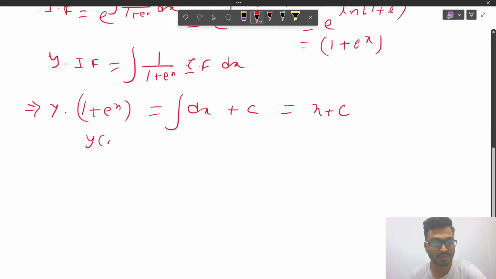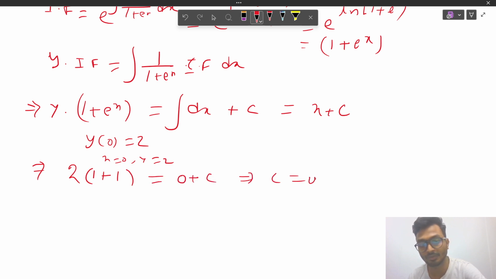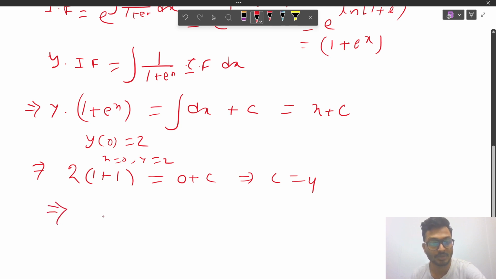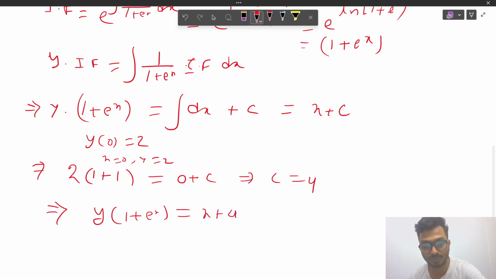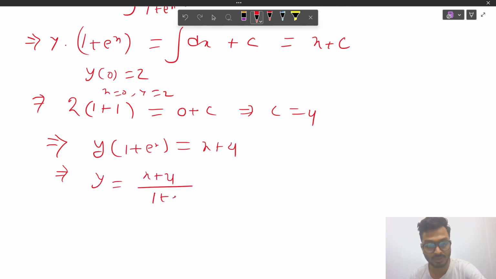So y(0) = 2 implies that we can write 2 times (1 + 1), putting x = 0, y = 2 in this equation, equals 0 + c, which implies that c = 4. So we get the particular solution y(1 + e^x) = x + 4. So what is our y? y = (x + 4)/(1 + e^x). So this is our y.